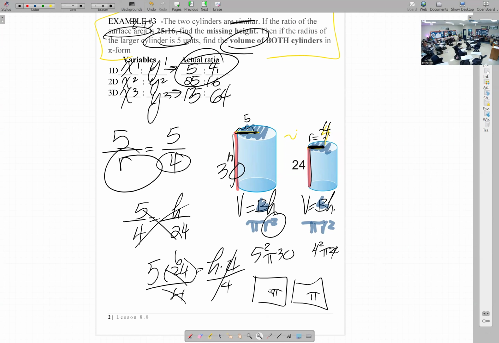Do your own math. Turn the page. Sam, you need to clean it up there. You actually need to do the math. Just ignore the pi and do it. No, you didn't. On the left hand side, you're going to go 5 squared times 30. On the right hand side, you're going to do 4 squared times 24. You actually have to do this. So that is right.